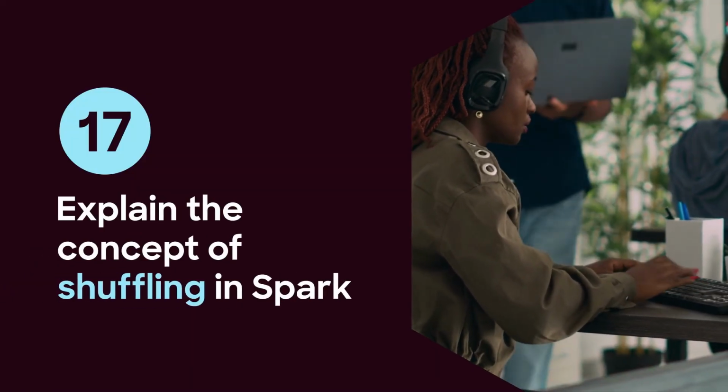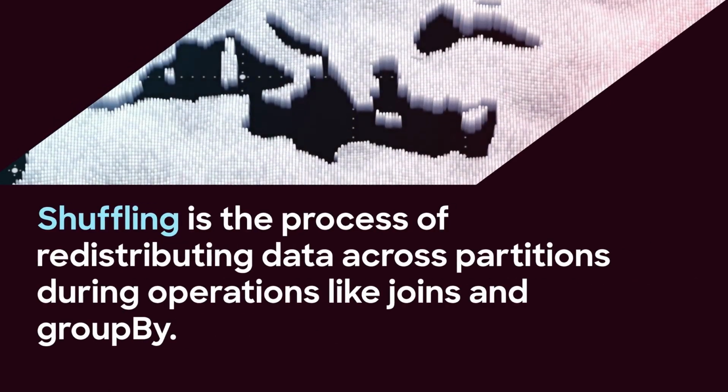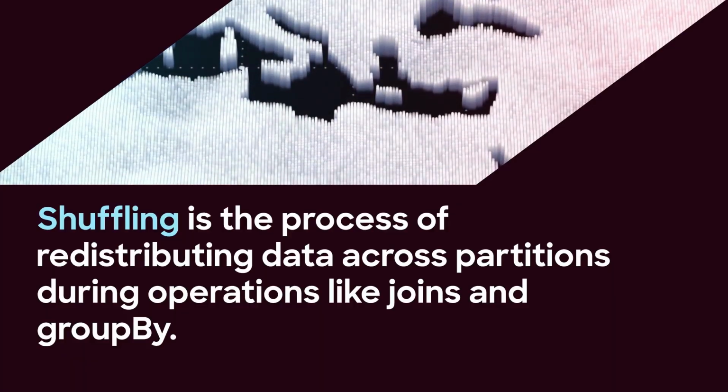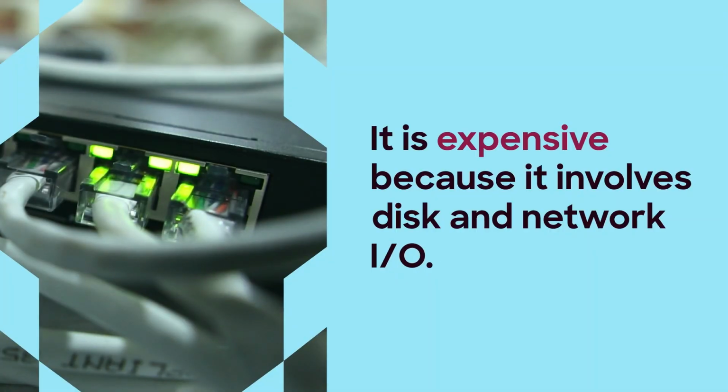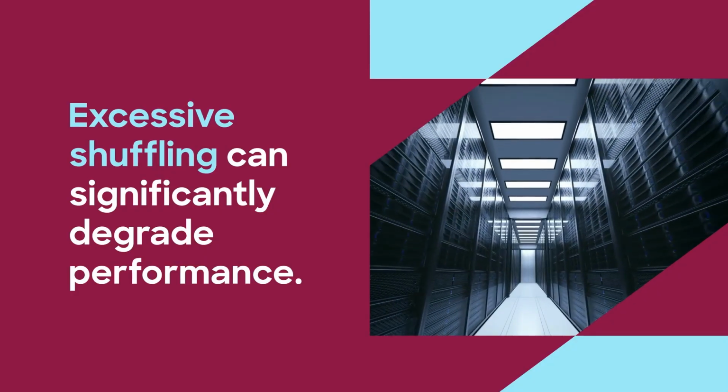17. Explain the concept of shuffling in Spark. Shuffling is the process of redistributing data across partitions during operations like joins and group by. It is expensive because it involves disk and network I/O. Excessive shuffling can significantly degrade performance.